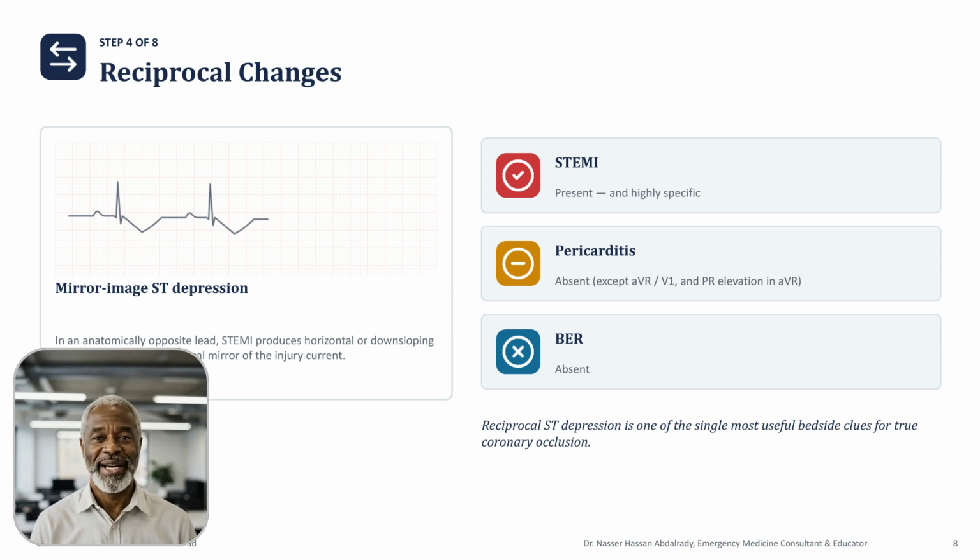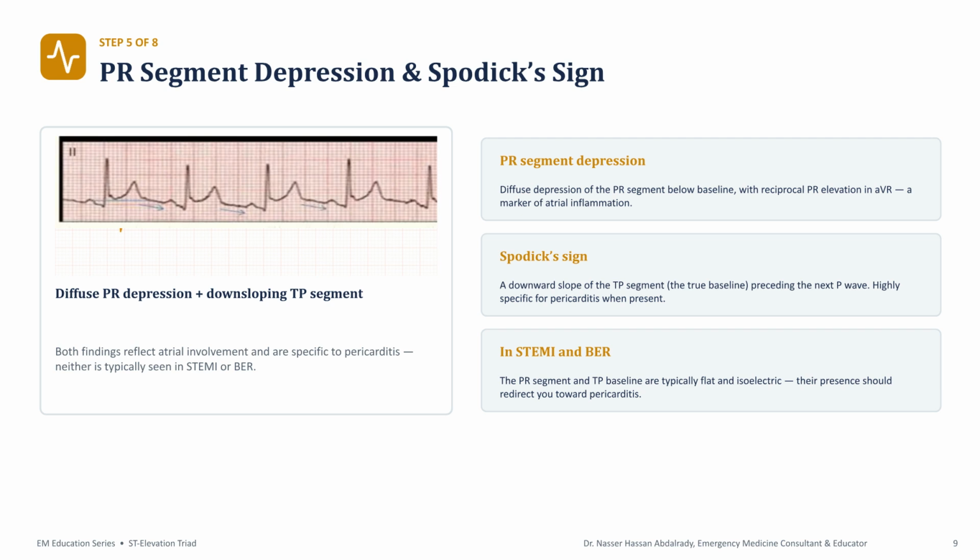Reciprocal ST depression in anatomically opposite leads is a highly specific sign of a true coronary occlusion and is generally absent in pericarditis and BER. Step 5 covers the PR segment and Spodick sign. Diffuse PR depression is a marker of atrial inflammation specific to pericarditis. Spodick sign, a downward slope of the TP segment, is another useful specific finding.